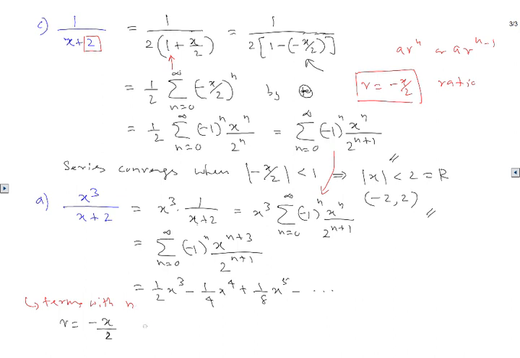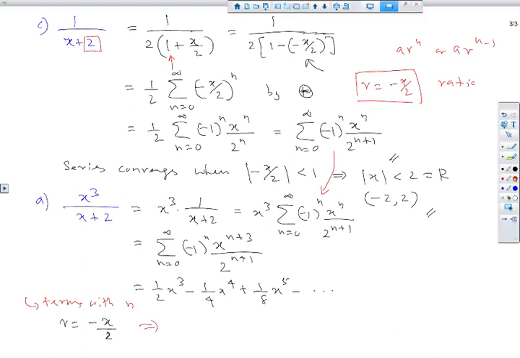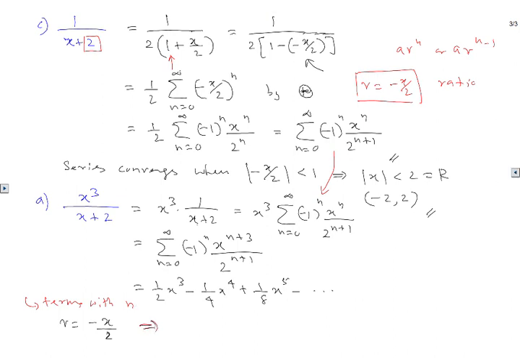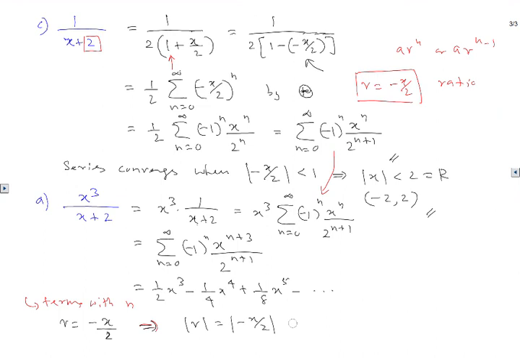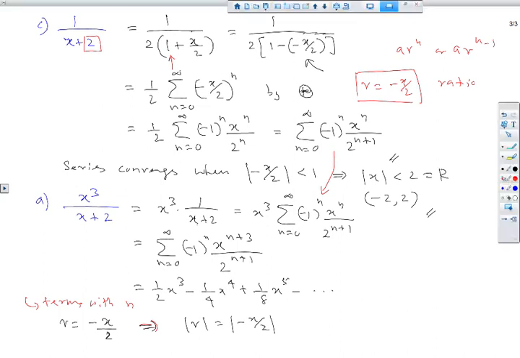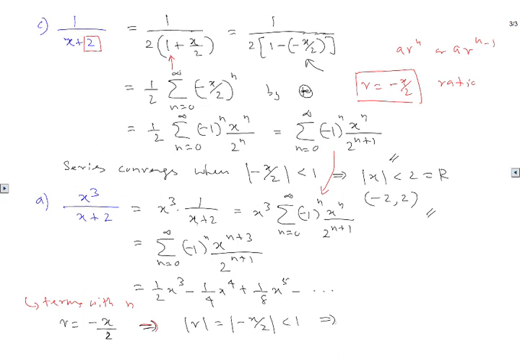As before, it is very similar to the previous problem. Take the absolute value of that. Because this comes from a geometric series, this has to be less than 1, and then it's going to say that x is less than 2. So it's the same thing, negative 2 to 2.